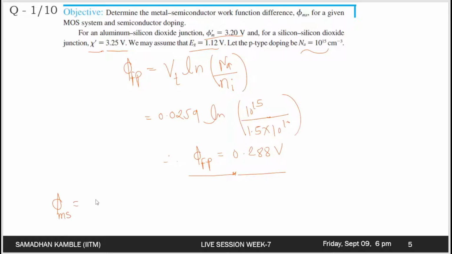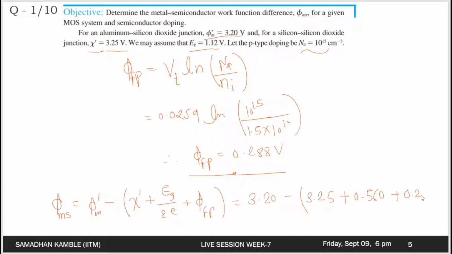Okay, so now we have all the parameters required to determine phi ms, which is given by phi ms equals phi m prime minus chi prime plus Eg over twice e plus phi fp. So just a mere substitution here: phi m prime is 3.20, minus chi prime which is 3.25, plus Eg by twice e, which we can directly substitute as 0.560, plus the phi fp that we determined, that is 0.288. If you just do the summation and subtraction here, we'll get the work function difference phi ms as minus 0.898 volt.